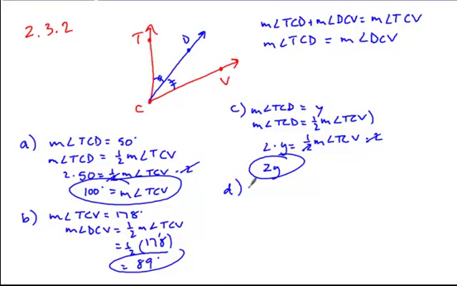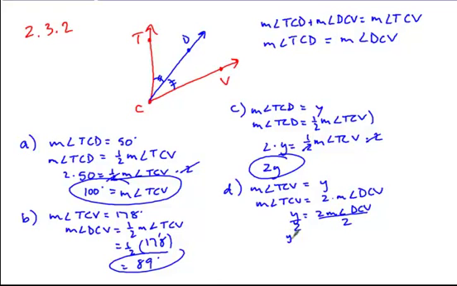In part D, you're told that angle TCV is given as y. If that's the case, you know that TCV is exactly twice the measure of DCV. And so if we're solving for this, we can substitute in a y. And then to solve for DCV, we simply divide by 2. So we get y over 2 is equal to the measure of angle DCV.